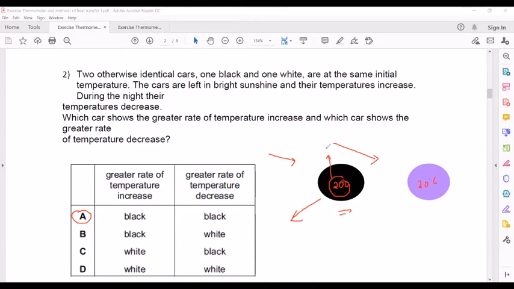Because when it absorbs energy, temperature rises from 20 to 25. When this absorb energy, maybe its temperature rise from 20 to 22. So it says only 2-degree change in temperature, but for a dull dark surface, it's a 5-degree change in temperature. But when it emit out radiations, it reach the same 20 degrees. So how much temperature change will occur? 5. When it will emit out radiation, how much temperature change will occur? 2.